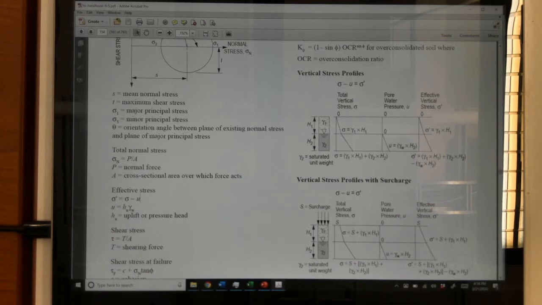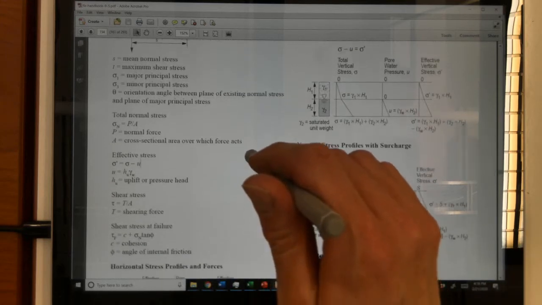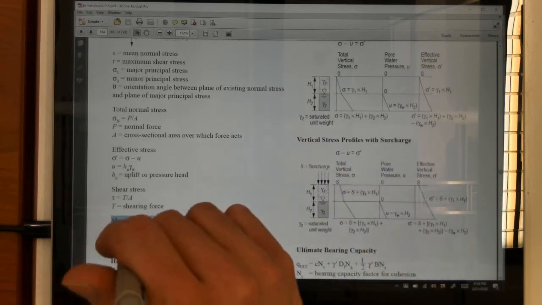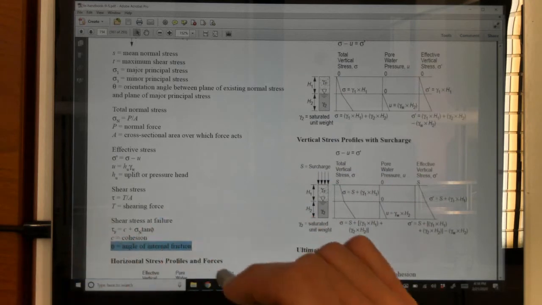The thing with those is usually we have this layering of soil. We want to find the effective stress at a certain depth below the ground surface. So they do have Mohr Coulomb failure here again. I've seen where they want you to find the angle of internal friction.